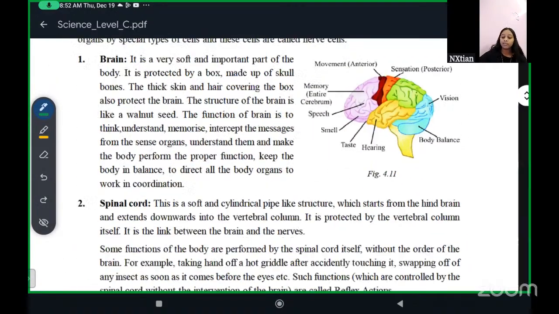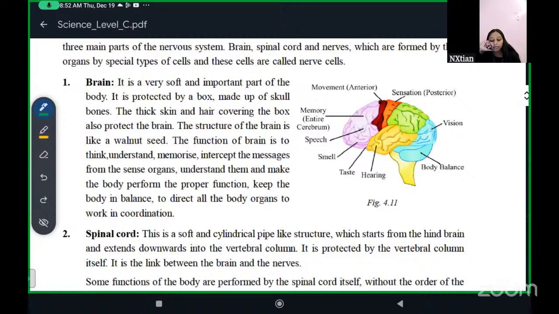Now, we have the brain. It's a very soft and important part of the body, which is protected by a box made up of skull bones. The thick skin and hair covering the box also protect the brain. Its structure is like that of a walnut.